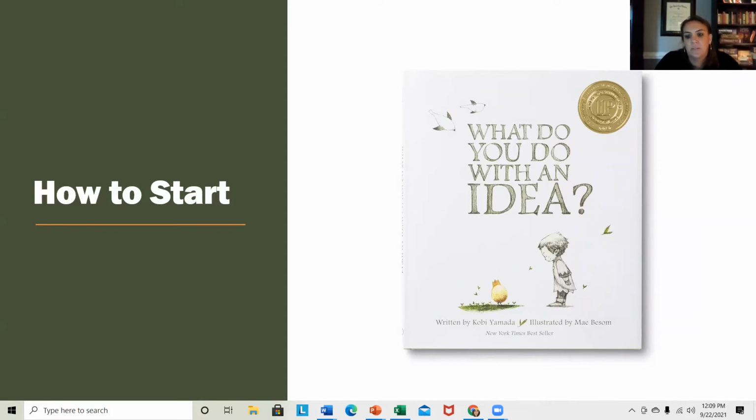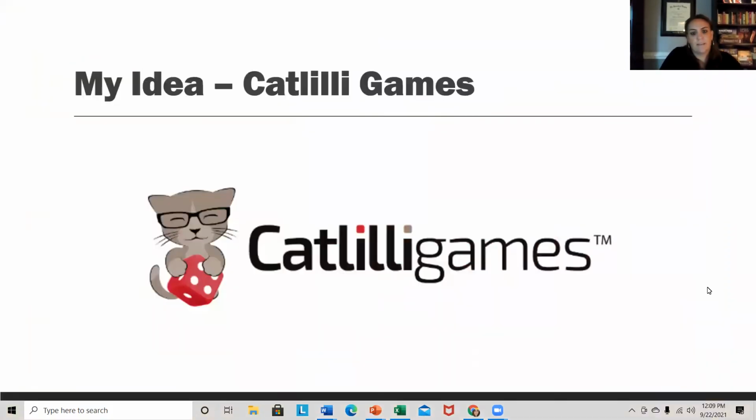I show this book because it's probably one of my favorite books, and it's really inspirational. It's a children's book, but it's all about entrepreneurship and symbolic meaning: you have this idea, what do you do with it? It's really scary, and there are so many possibilities, and how do you change the world with your one idea? That's why I put this here. So my idea from my background was this company called Catlilli Games.